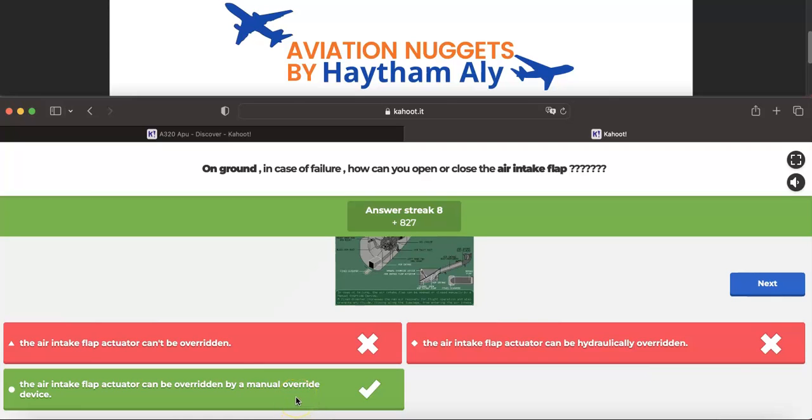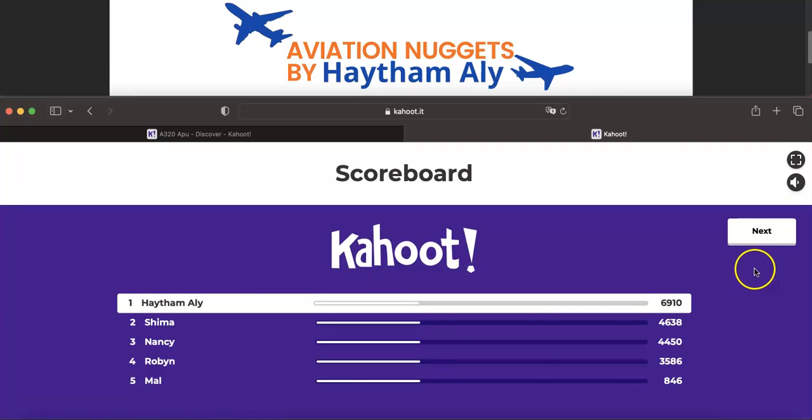And the aircraft can fly with the air intake flap in the open or closed position. So yes, the air intake flap actuator can be mechanically overridden by a manual override device. It is always electrically operated, but it can also be mechanically operated by a manual override device. Okay, everybody, let's proceed. Next question. I hope you enjoy these sets of questions.